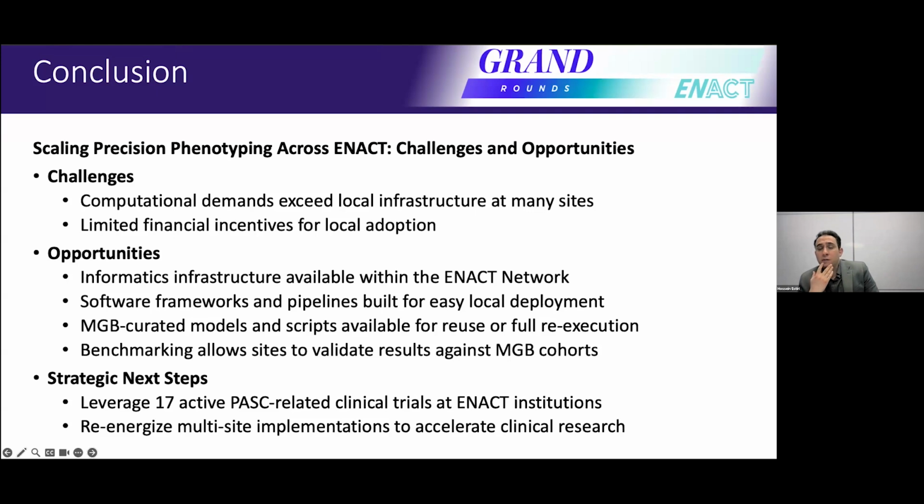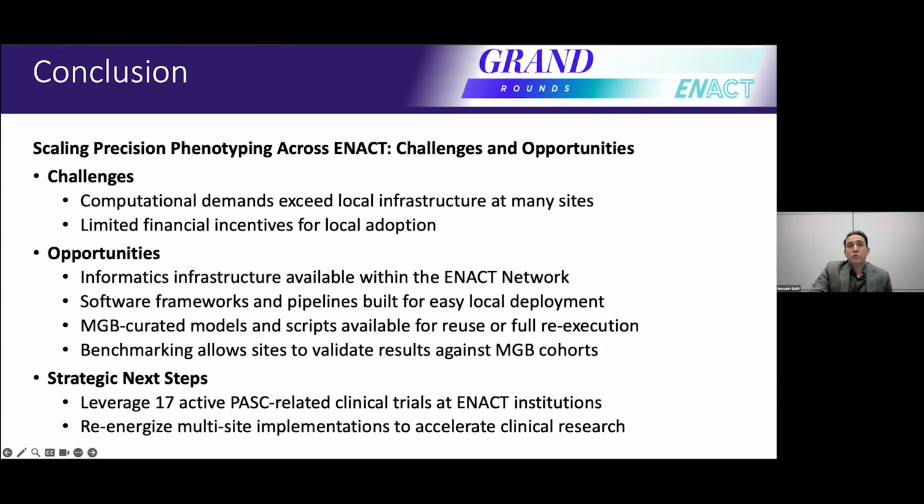So recently we've been doing some research on clinical trials that are actively recruiting for PASC-related studies. And it turns out that there are 17 PASC-related clinical trials actively recruiting in academic medical centers that also participate in ENACT. So we think this is a real chance to re-energize and reinvest in this work, not just for better algorithms, but for better, faster clinical research.